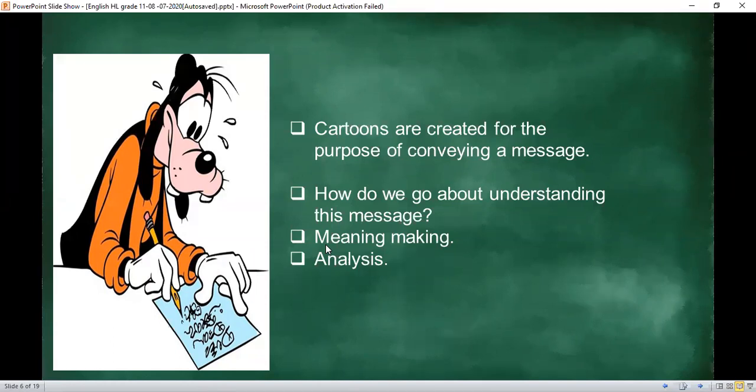Now, cartoons are created for the purpose of conveying a message. Obviously, any text, visual or written, is created with the purpose of conveying a message. Now, with cartoons, either the message comes across as obvious, or it's just for the purpose of humor or comedy. But there's always a purpose of creating a cartoon. So how do you then go about understanding this message that is being conveyed to us? We have to try and interpret and interact with the visual so as to be able to understand what is being communicated to us.